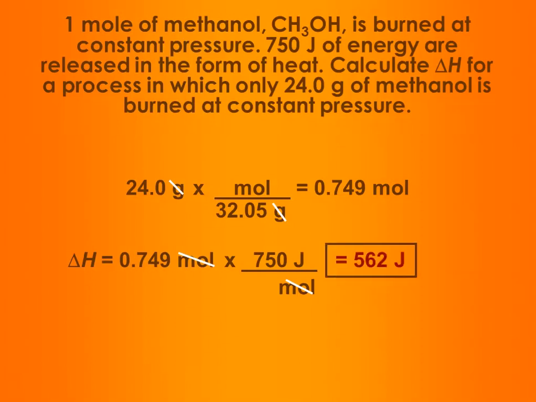But when I go ahead and multiply and divide, I see that this gives me 562 joules of energy. And it would have been better suited if I had said Q for this, so I apologize for using delta H as my unit. And this should actually have 2 sig figs because of the 750 joules. So the more significant figures response would have been 560 joules.